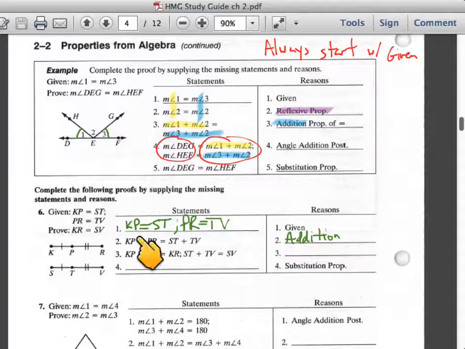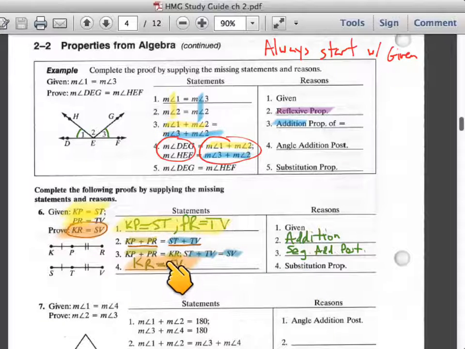How can we then say that KP plus PR is equal to KR? Look at the diagram. KP plus PR equals KR. That is the segment addition property. And then what's always going to go in this last line here? The thing that you're trying to prove. KR is equal to SV. And what allows us to say that is the substitution property. Why is it substitution? These things are already equal, right? And if those things are equal and then they're equal to new things, KP plus PR is equal to KR, ST plus TV is equal to SV, then those are equal to each other as well.